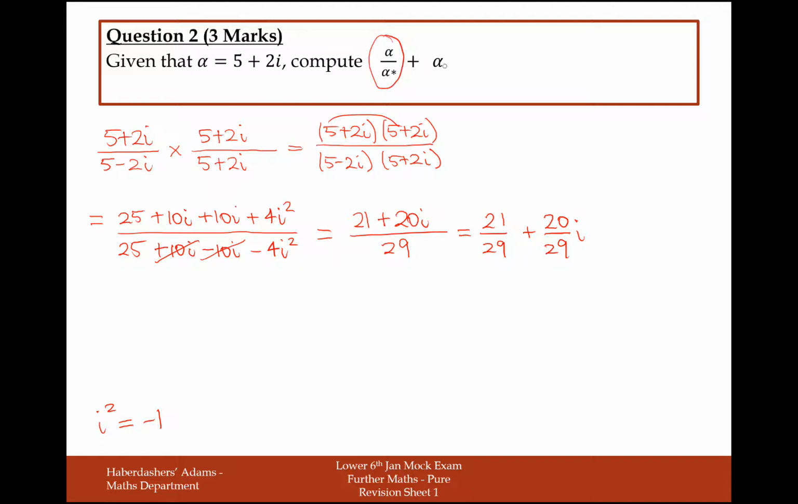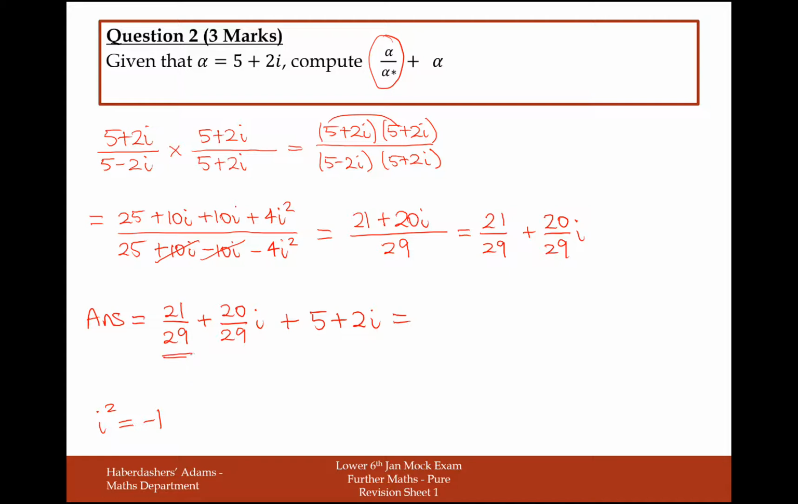And now I've just got to finish the question off by adding on alpha. So my answer is going to equal 21 over 29, add 20 over 29i, and add on alpha. I know what alpha is, that was my initial complex number, 5 plus 2i. Now I'll just get my calculator out and simplify by adding the real parts and the imaginary parts together.